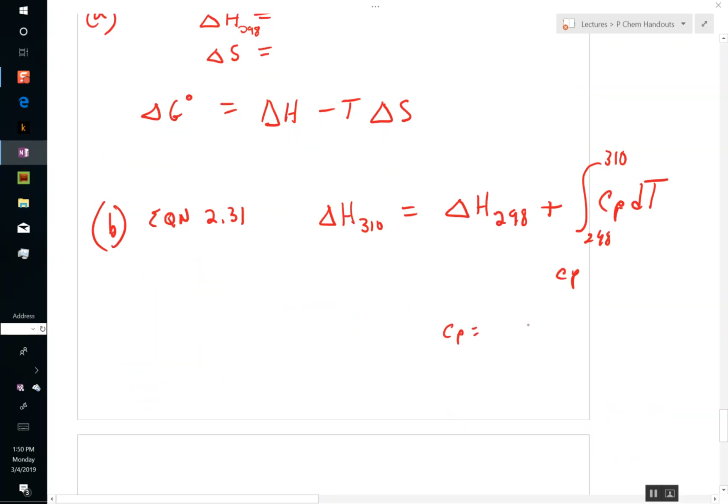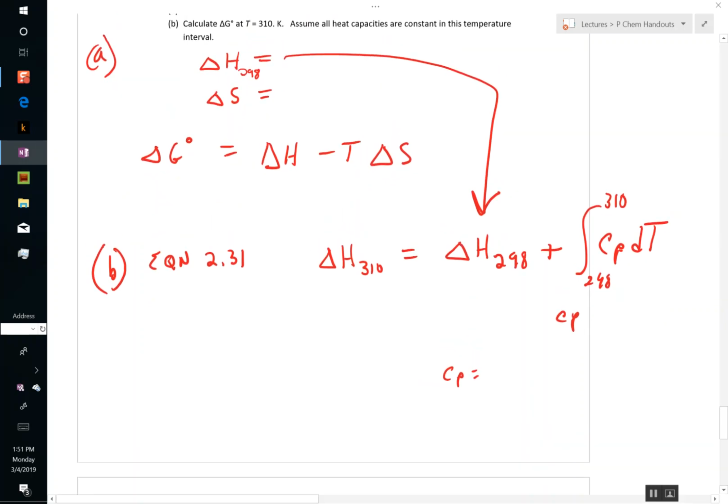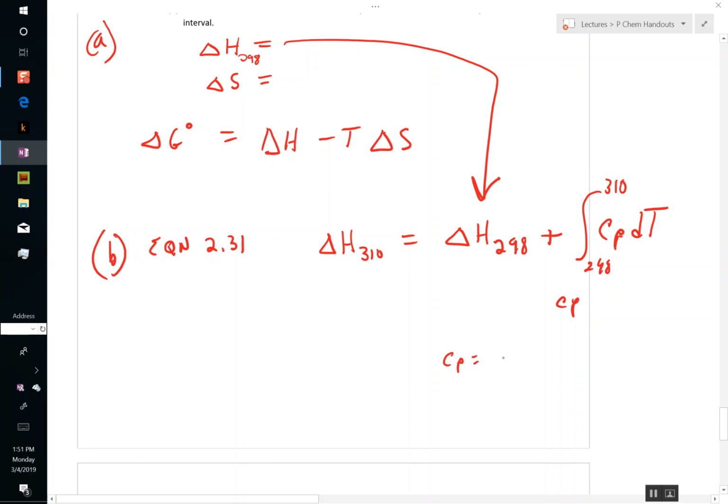Delta H 310 equals delta H 298 plus delta CP for the reaction times delta T. You can substitute this delta H here. Very good. I think you might be able to get at this differently. But did everybody follow? The CP would be 2 times the lactic acid CP minus 1 times the glucose CP, so you're getting a change in heat capacity.